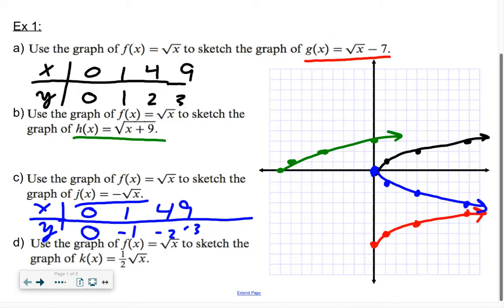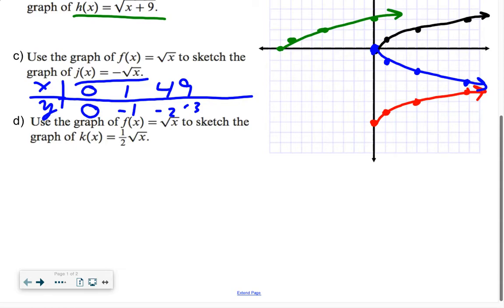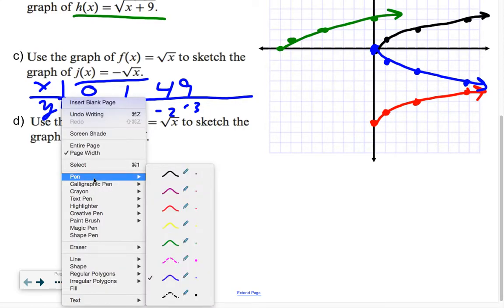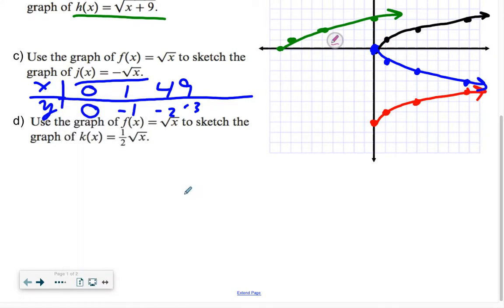Let's take a look at one more. Yeah, this one. k of x is equal to 1/2 the square root of x. Okay, let's go back to the parabola because we really knew that one. What if I change this out in front to be, I don't know, a half? What did it do to our parabola?